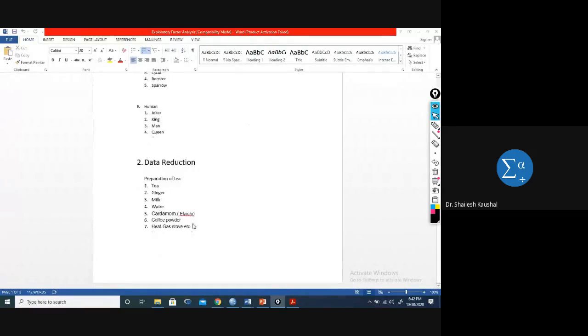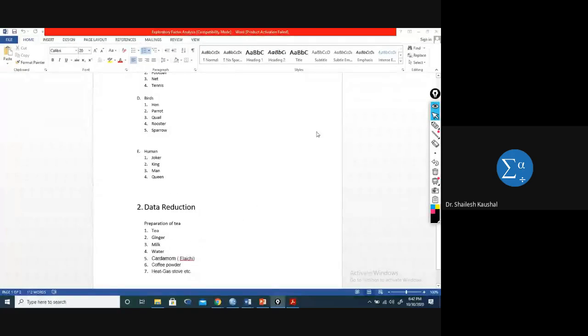So basically we reduce the large number of attributes. In case of preparing tea we can get 40 attributes, but what are the main components of preparing tea? These may be the main components.